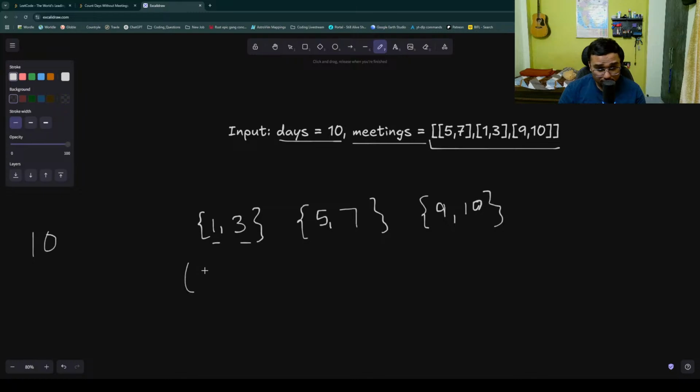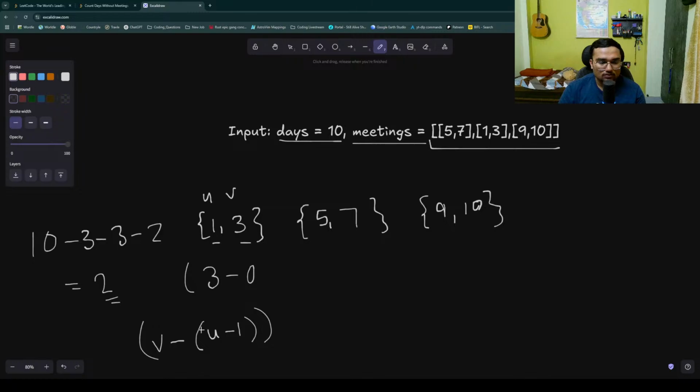Basically, if this is u and this is v, it will be v minus u plus 1. This many days will be deducted from the available days. So it will be 10 minus 3, right? Then 10 minus 7 minus 4, which is 3 again. Then 10 minus 8, which is 2. So the answer will be 2.